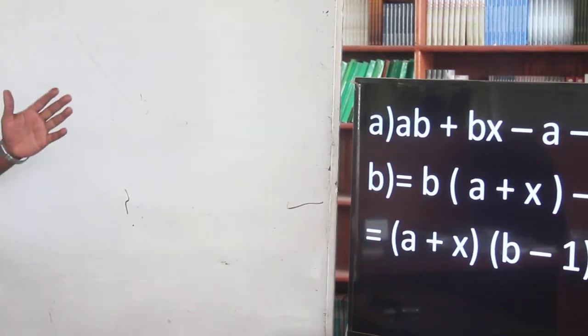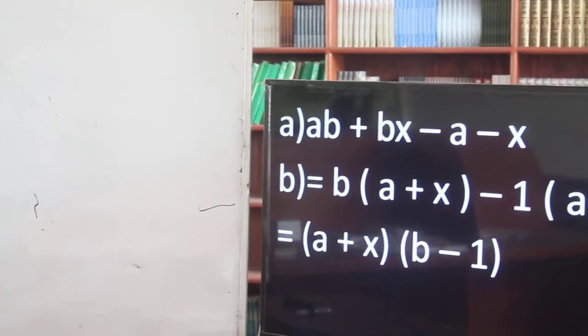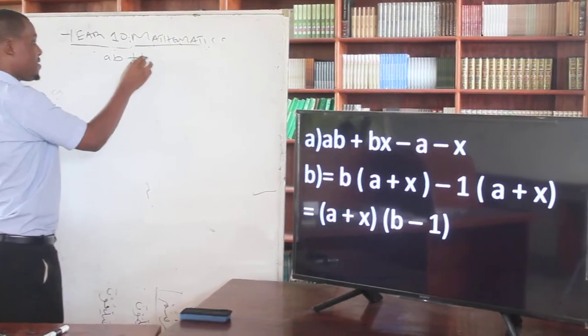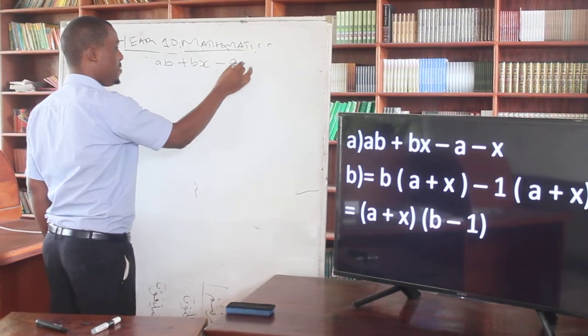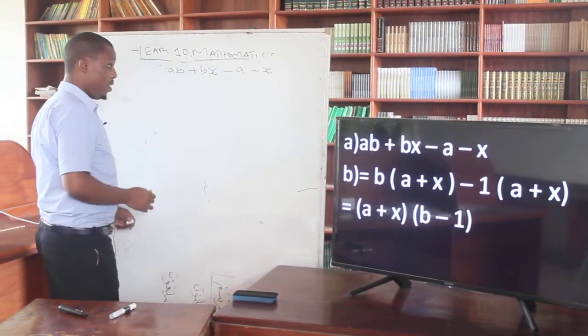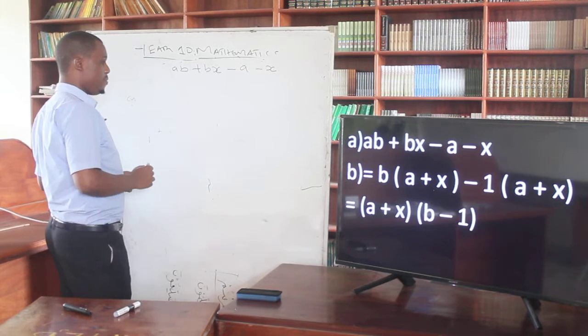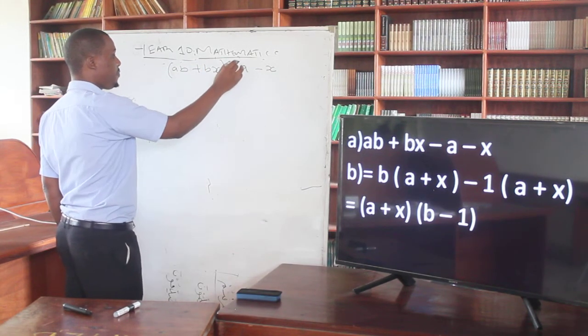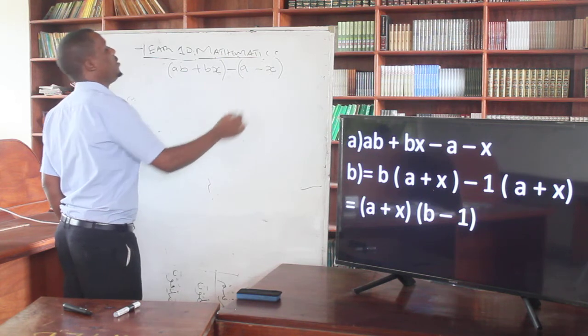So in this case, I want us to focus on this example number 2. And it's talking about what? ab plus bx, then minus a minus x. If you try to factorize by grouping, you can see you have 2 groups here. The group number 1, then that is group number 2.